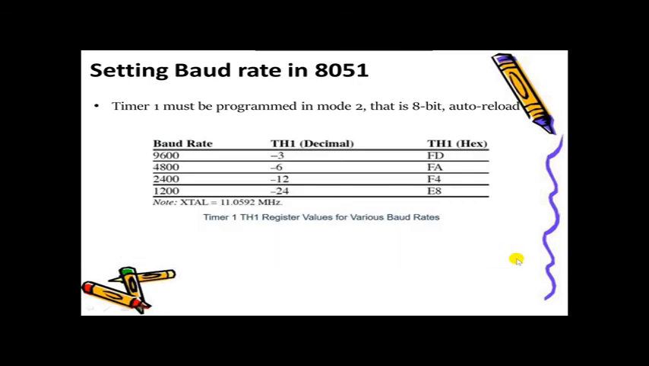Next, setting up baud rate in 8051. Timer 1 must be programmed in mode 2, that is 8-bit auto reload. In this table we come to know that for a baud rate of 9600, TH1 in decimal is minus 3, and in hexadecimal FD. For the next baud rate we have minus 6 and FA. For the next, minus 12 and F4. For the next, minus 24 and E8. As you already know, the crystal oscillator frequency is 11.0592 MHz.